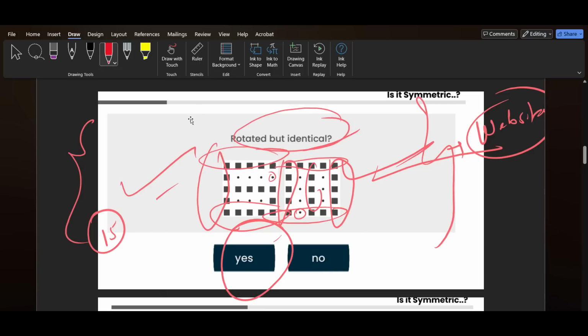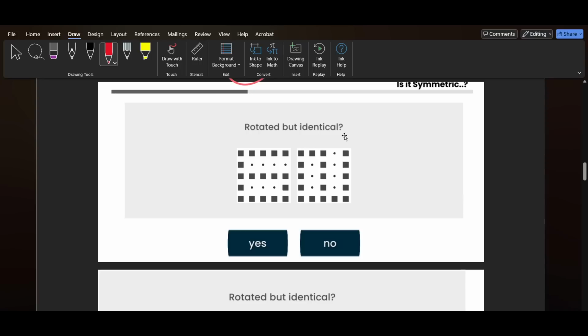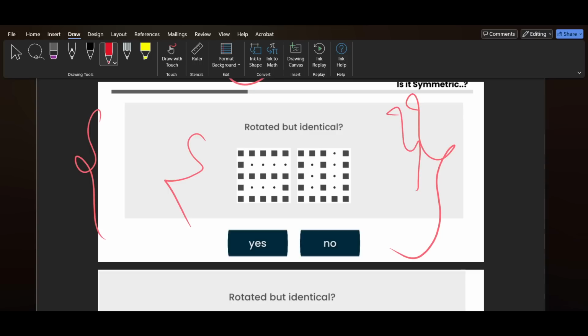You need to find whether it is identical or not in only 15 seconds. So this is one thing, rotated but identical. In this we also need to do the same thing: check whether the figures are rotated and identical.